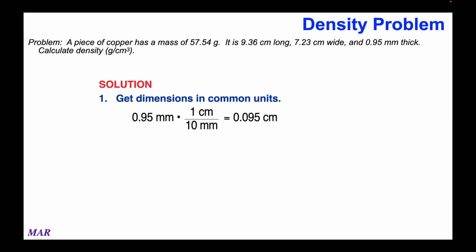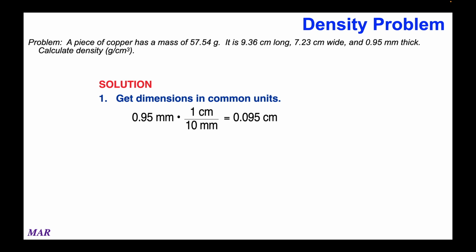Well, no problem. We're going to take the mass, the 57.54 grams, as our numerator, and in the denominator, the bottom, we want the volume. Volume here will be centimeters times centimeters times centimeters, but one of our units right now is in millimeters. So the first thing we need to do is convert the millimeters into centimeters. Earlier I showed that there are 10 millimeters per centimeter, so 0.95 millimeters would be 0.095 centimeters.